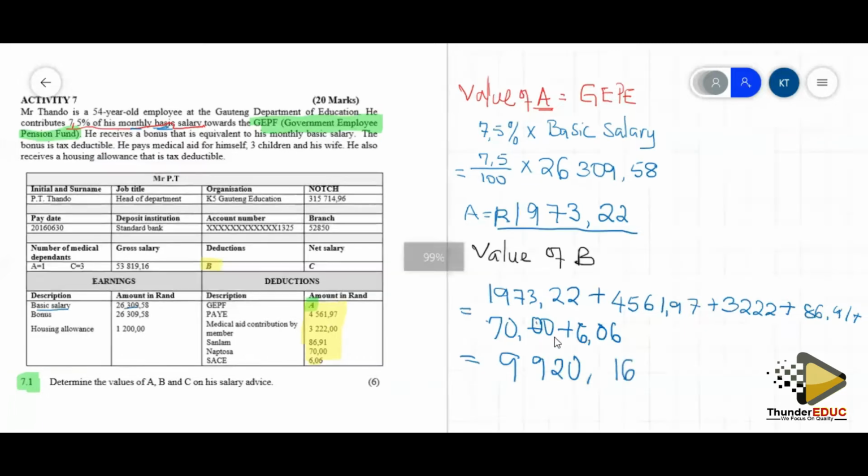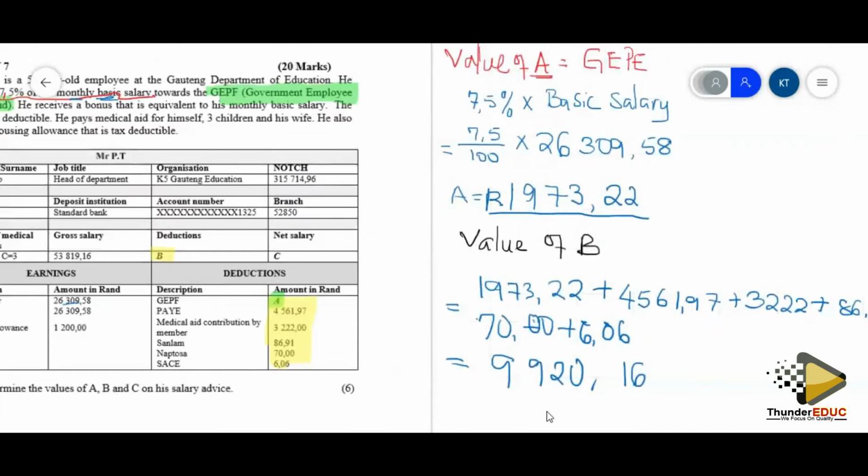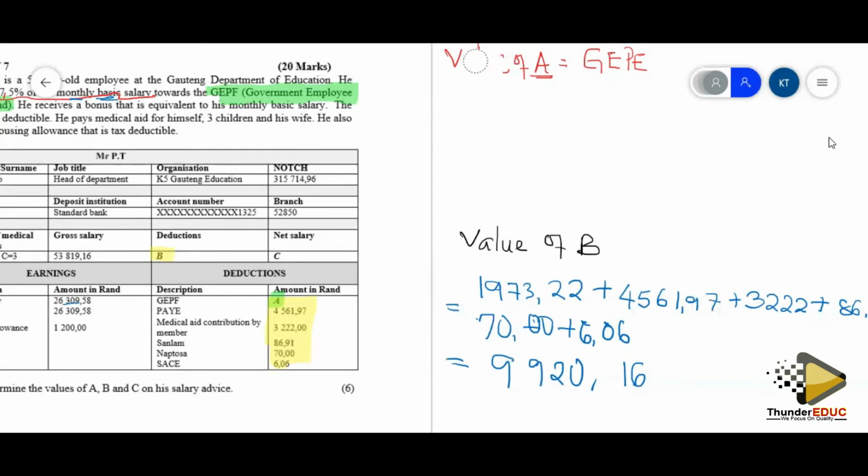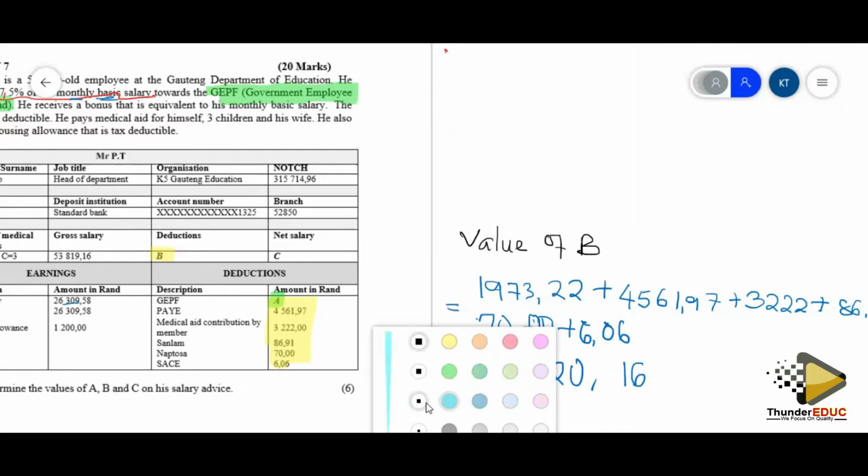So let's continue, and we see we need to find the value of C now. The value of C will be, I'm rubbing off this just to create space for us to find it. Now, when we look at value of C, let's highlight it. Look at where C is. And what are we looking at? We are looking at net salary.